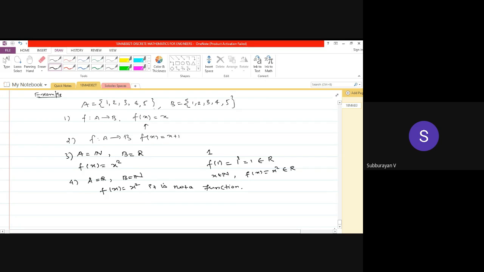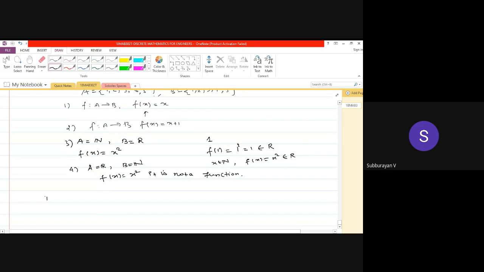Okay, fine. Now the set A is called domain of the function, and the set B is called codomain.